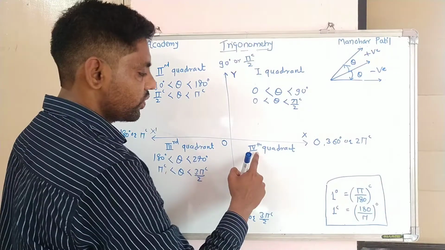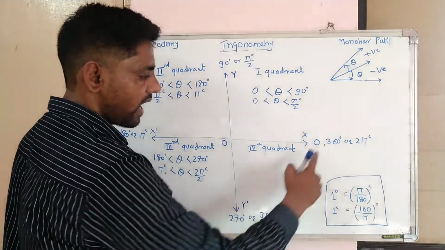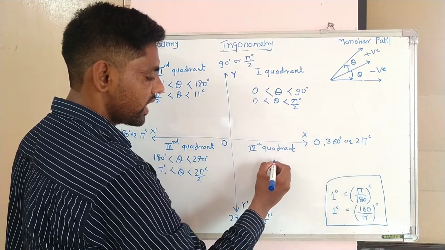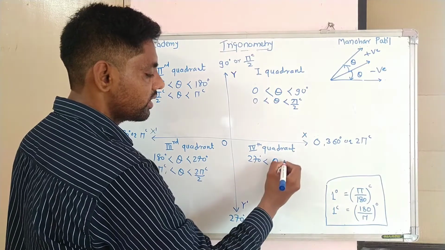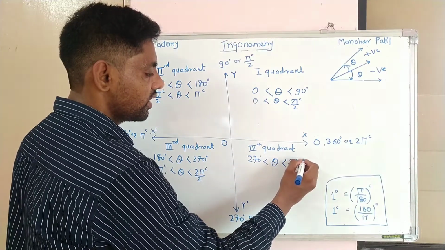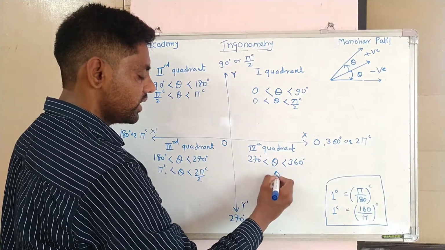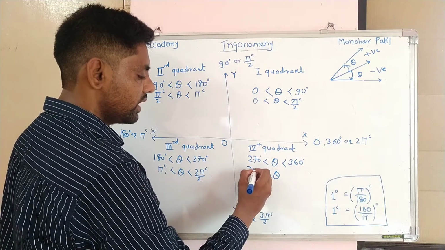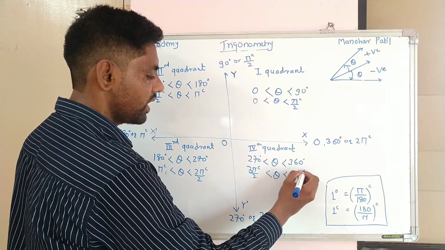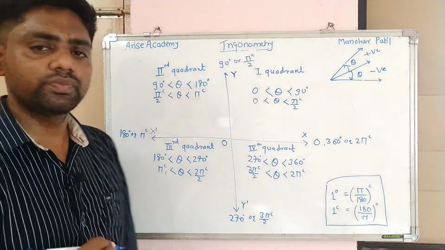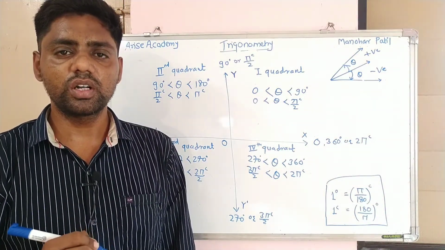In the last one, the fourth quadrant, the angle lies between 270 degree and 360 degree, so theta is greater than 270 degree and less than 360 degree. Again in radian form, theta is greater than 3 pi by 2 radian and less than 2 pi radian. In such a way you represent the angle in quadrant form.